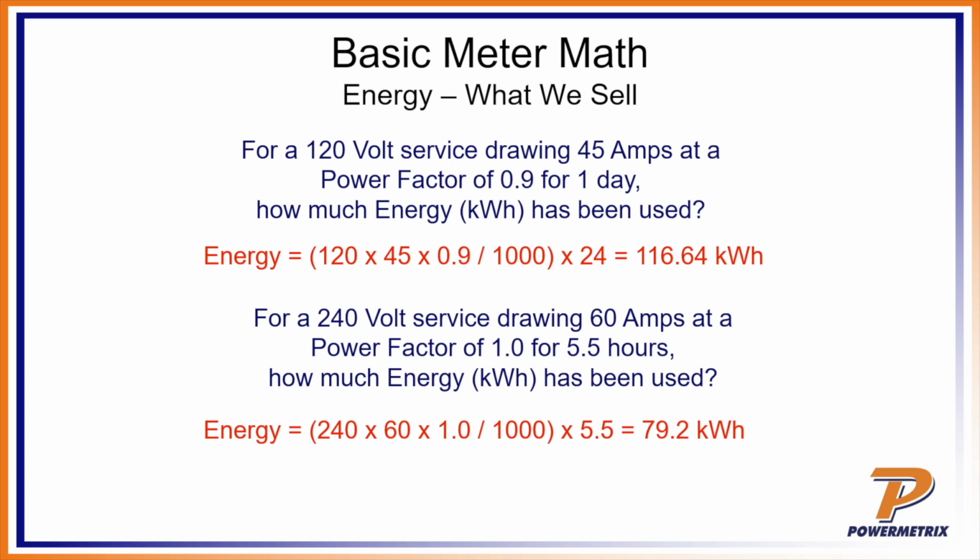So you take the 240 volts times the 60 amps, then times, in this case, unity power factor. You only multiply by 1, but we have to divide by 1,000 to get the kilowatts. Then the time of usage was only 5.5 hours, so we multiply by 5.5, and we end up with 79.2 kilowatt hours.